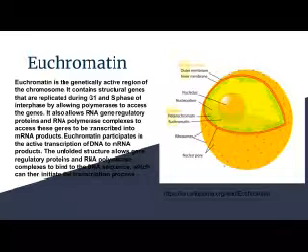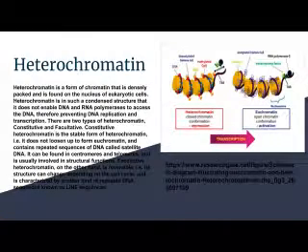It contains the structural genes that are replicated during G1 and S phase of interphase by allowing polymerases to access the genes. It also allows RNA gene regulatory proteins and RNA polymerase complexes to access these genes to be transcribed into mRNA products. Euchromatin participates in the active transcription of DNA to mRNA products. The unfolded structure allows gene regulatory proteins and RNA polymerase complexes to bind to the DNA sequence, which can then initiate the transcription process. Our last topic is going to be heterochromatin.